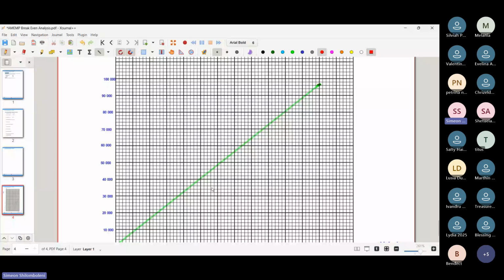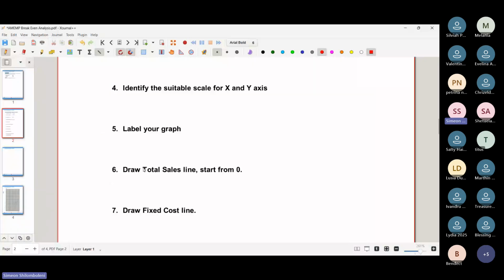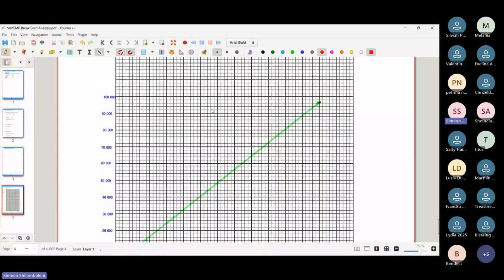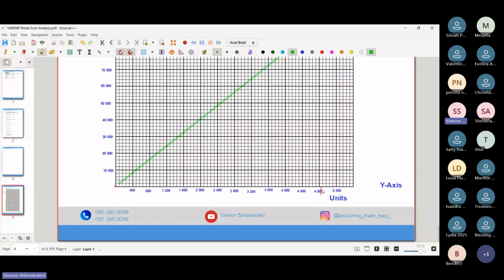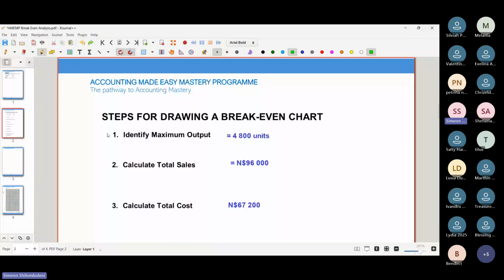So we go back here. We have drawn our total sales line and we started from 0. Our total sales is here. We started from 0 and we draw it at 96,000, which needs to correspond with 4,800. So that one is fine. Now, the next one, we need to draw our fixed cost.